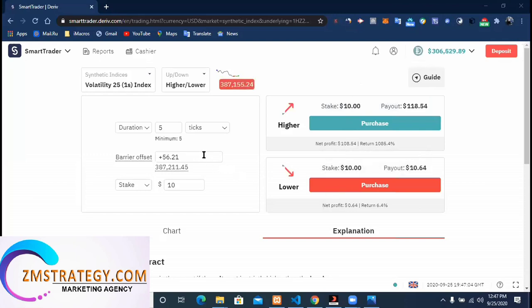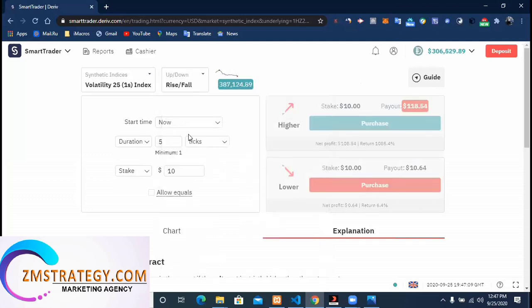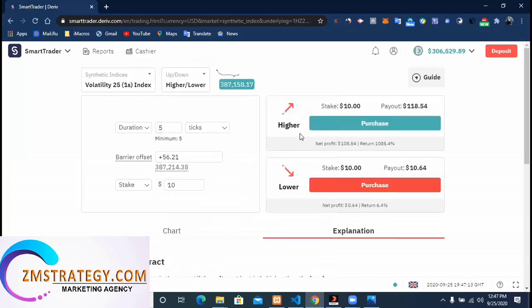With Higher/Lower, you can adjust your barriers, but on Rise/Fall, you cannot adjust your barriers. So your barriers are fixed automatically. So we're going to make use of Higher/Lower.